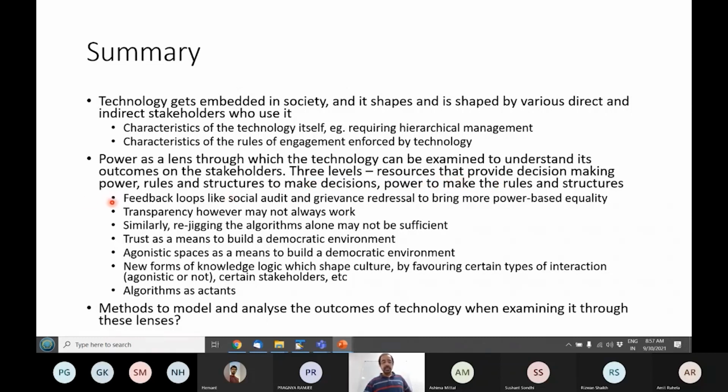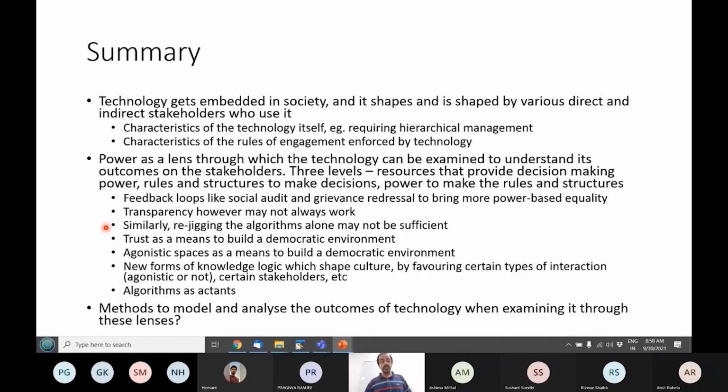In general, we've seen feedback loops like social audit and grievance redressal can bring more equality at these levels. But transparency through some of these feedback loops is not guaranteed to always work. These new rules of transparency need to be defined carefully. Similarly, just rejigging the algorithms alone may not be sufficient, because the algorithms themselves might skew the power dynamics among stakeholders. Certain things the algorithms will not be able to solve, like if the social processes themselves are biased, then again it won't solve.